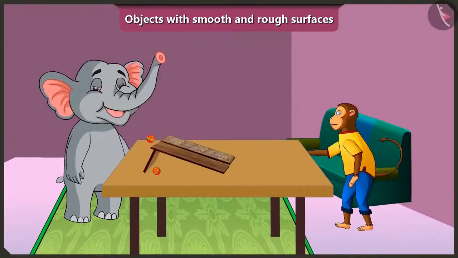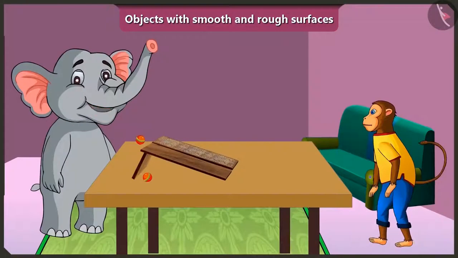Hey Appu, what are you doing here? Look Jaggu, I have two similar balls. When I roll them like this, the ball rolls down faster on this wooden slope. But on this other slope, the ball rolls down slowly. Why is it so, Jaggu?